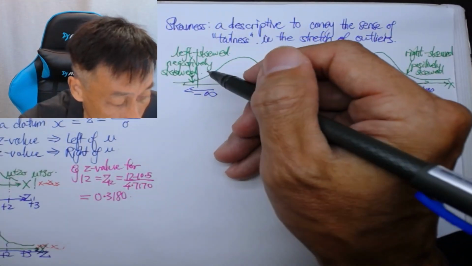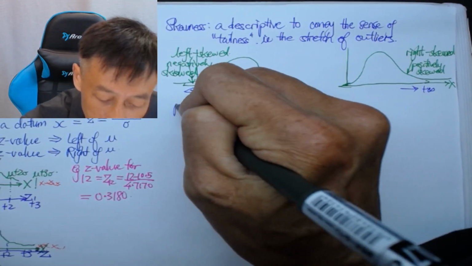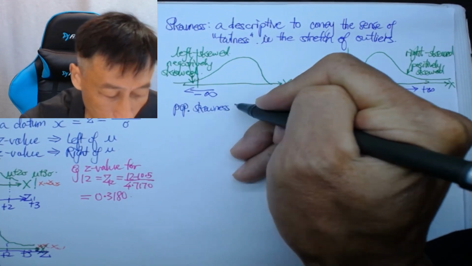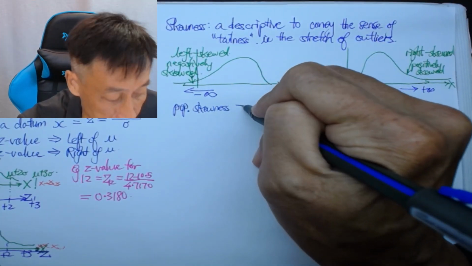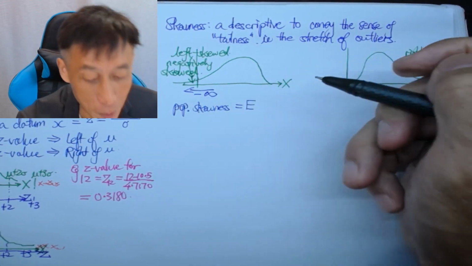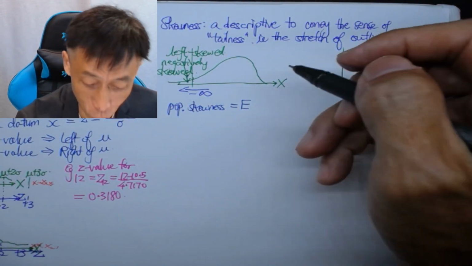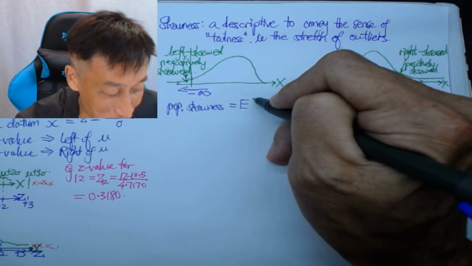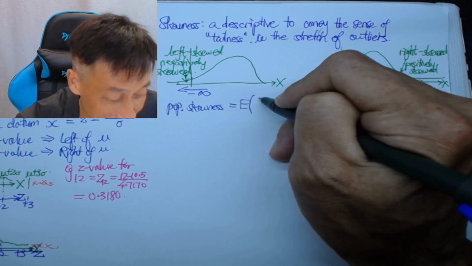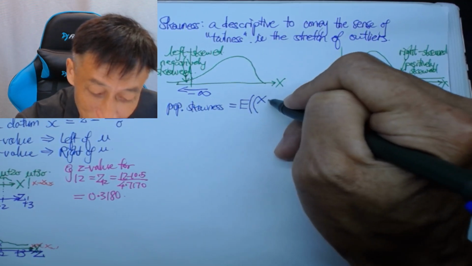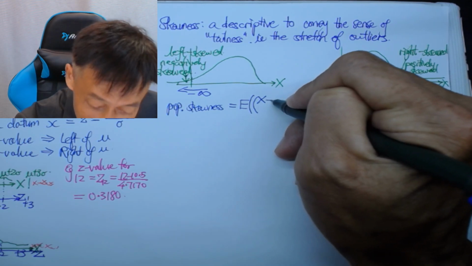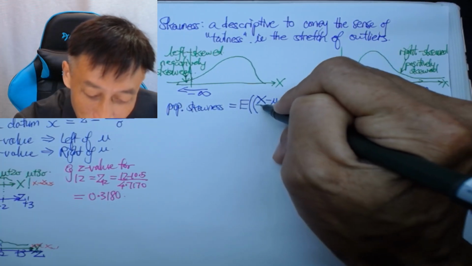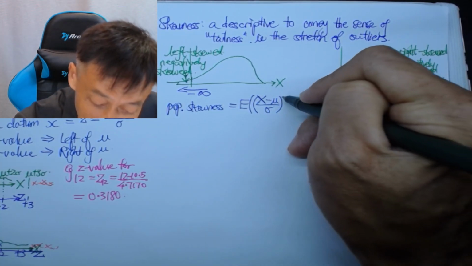Now, for population skewness, okay, it's defined using the expected operator. Remember, the expected operator can only be applied to population parameters or measures. Okay, so it is the expected value of the x, the data, minus the mu over sigma, then raised to the power of 3.